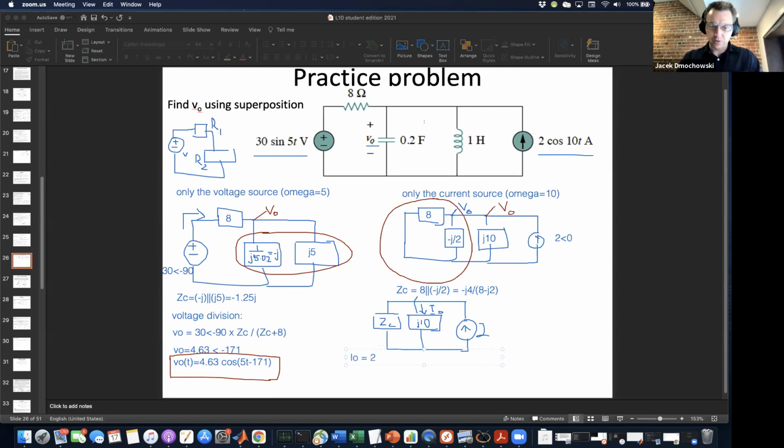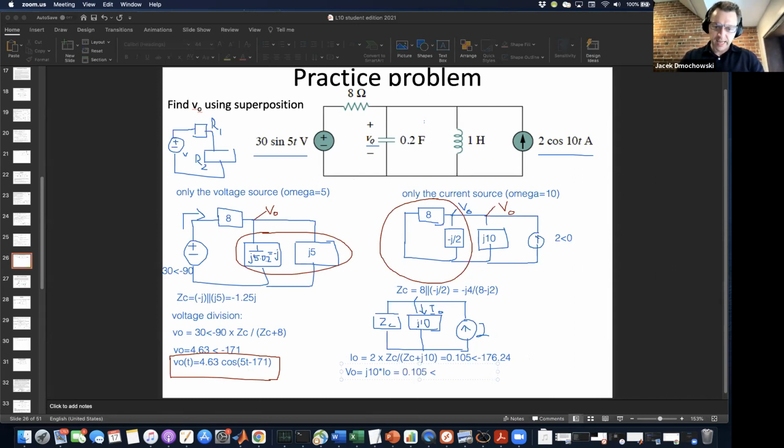So I naught is equal to 2 times ZC over ZC plus j10. This is current division applied to this circuit, where ZC is a combination of the 8 ohm resistor and the capacitor. I'll just tell you that I naught ends up being 0.105 angle negative 176.24 degrees, which means that V naught is equal to j10 times I naught. So it's basically this multiplied by 10 and then advanced by 90 degrees.